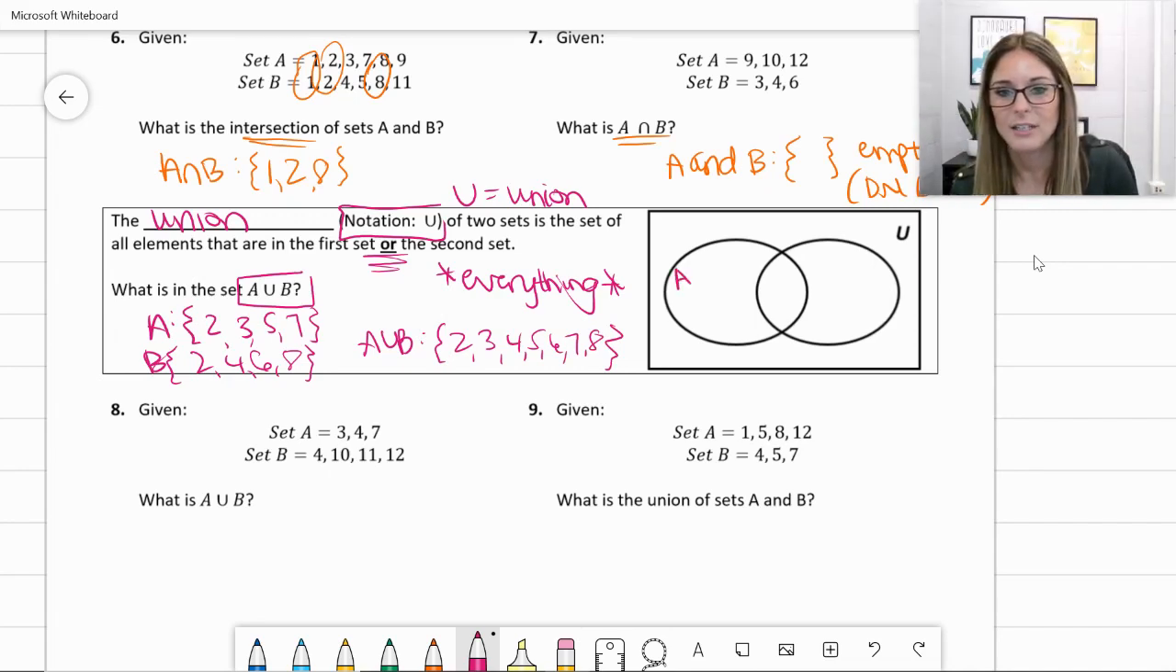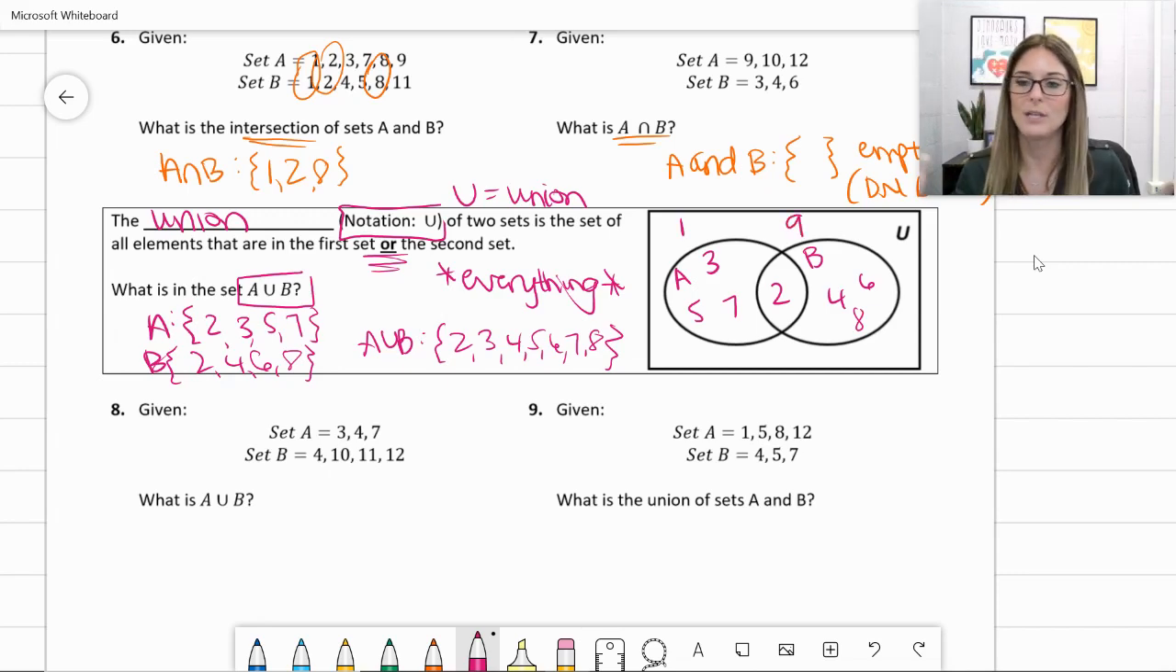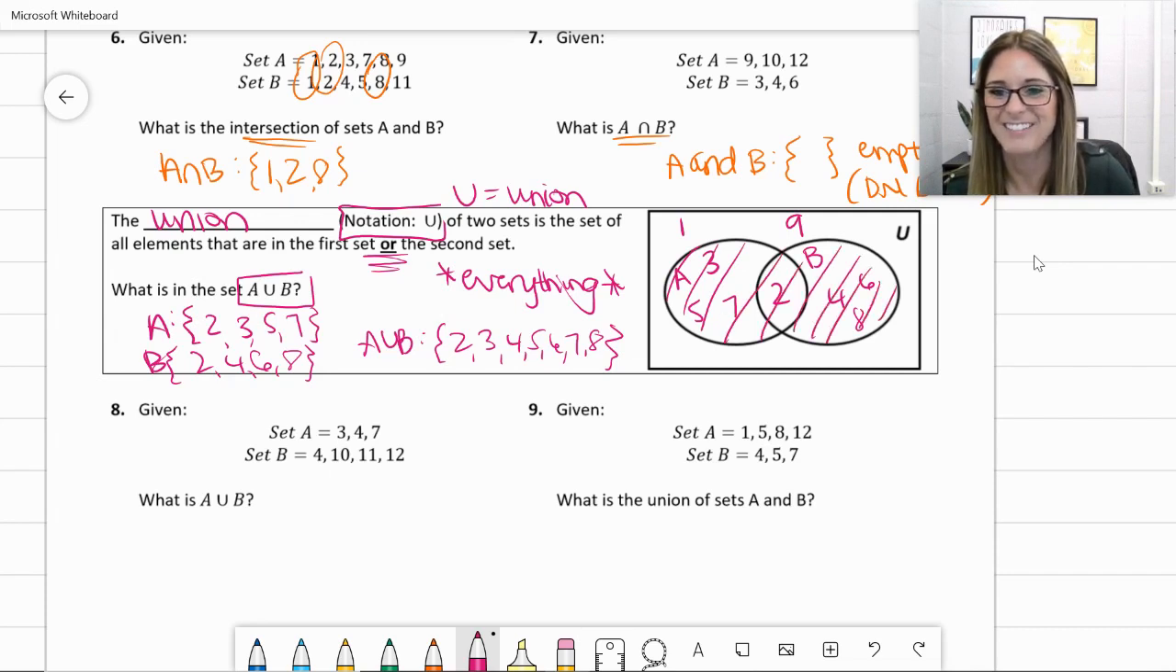In our diagram here, we're going to list this A and B. And just like we had before, they do share a 2. A still has 3, 5, and 7. B has a 4, 6, and 8. There's still a 1 and a 9 in our universal. But as we go to shade for our union, we're looking at all of it. They are married. So everything that they have together.